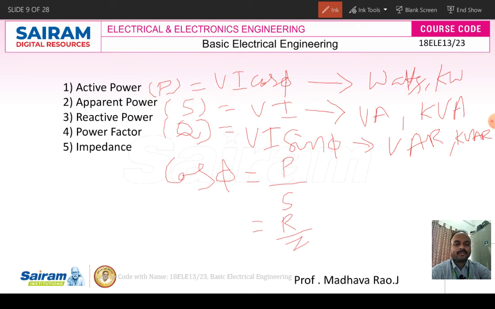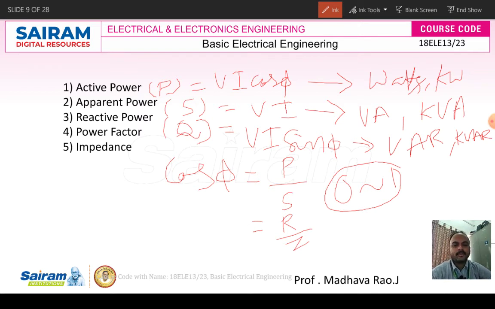It is a scalar quantity. Power factor always lies between 0 and 1. The minimum value of the power factor is 0 and the maximum value is 1. Coming to the significance of power factor, for pure resistive circuits the power factor will be 1. For pure inductive and pure capacitive circuits, the power factor will be equal to 0.